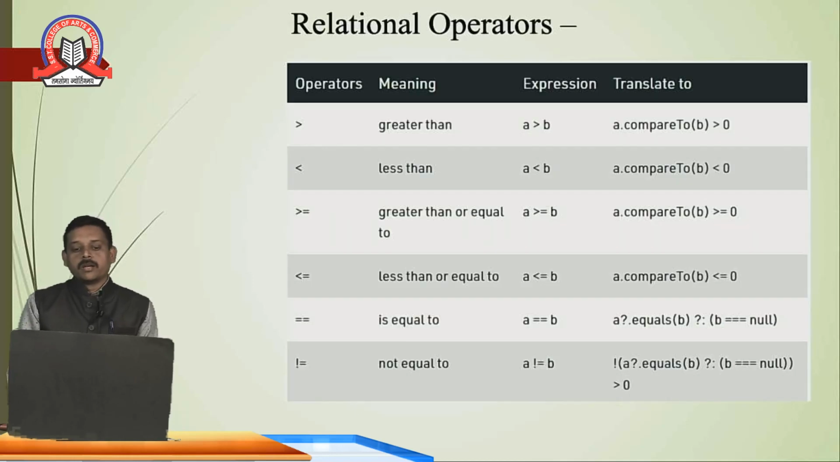Now similarly, we have relational operators in Kotlin. These operators indicate the comparison or relation between two different operands, or two different variables, like a and b. If I want to compare whether a is greater than b, or a is less than b, or a is equal to b, in that case we use relational operators as in other languages. Like the greater than symbol, we have a right directional arrow, and for the less than symbol we have a left directional arrow.